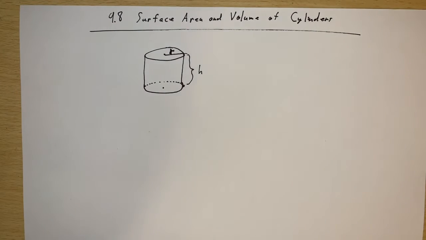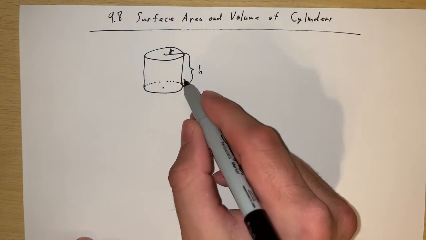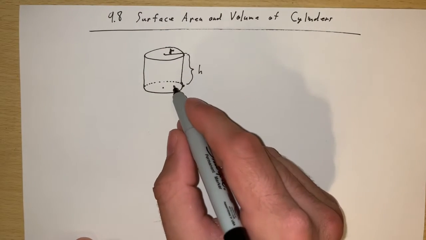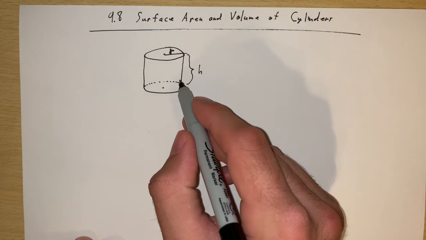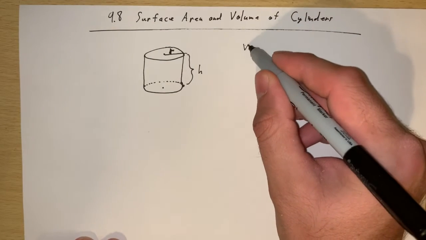Alright class, in this video we're going to be learning how to calculate the surface area of a cylinder and also how to calculate the volume of a cylinder. Since volume is a little bit easier, we're going to start with that. The formula for the volume of a cylinder is the same thing as the formula for the volume of a prism.